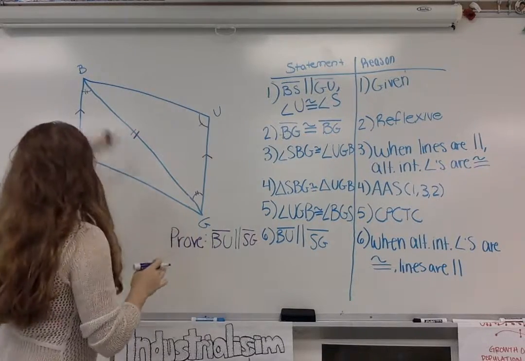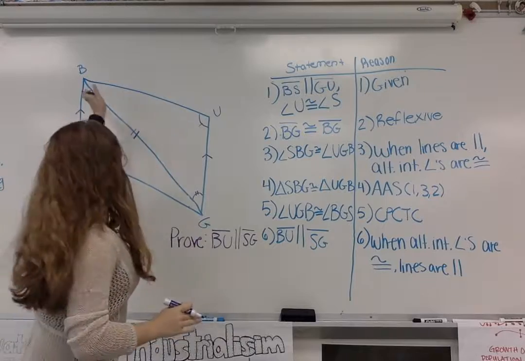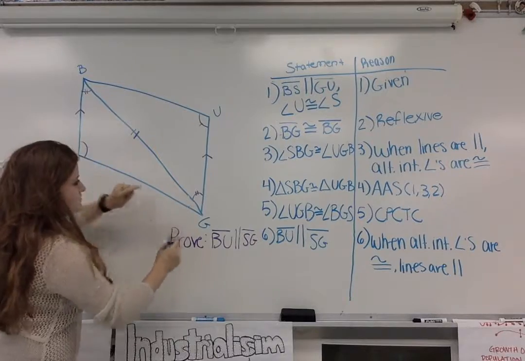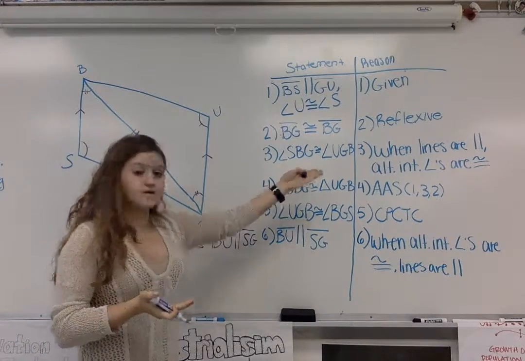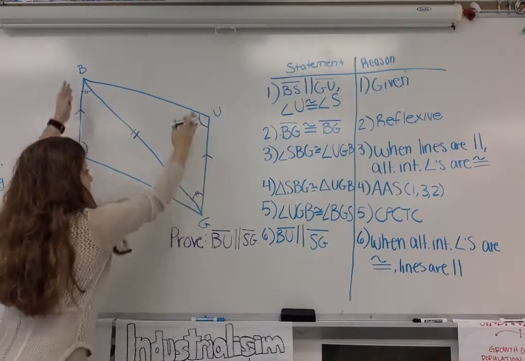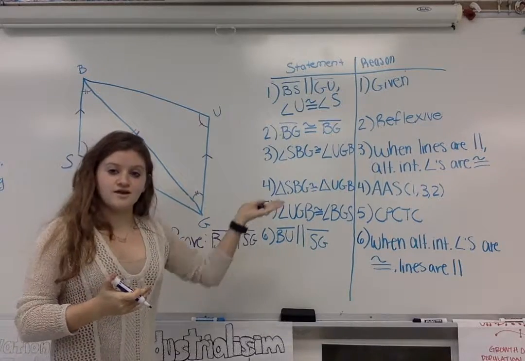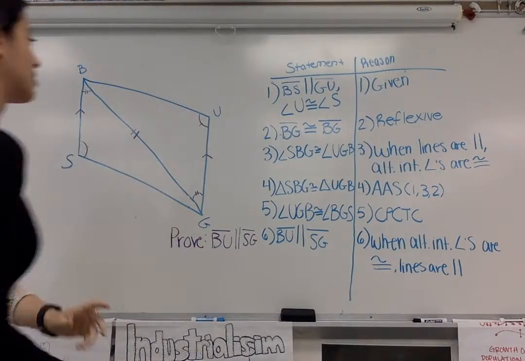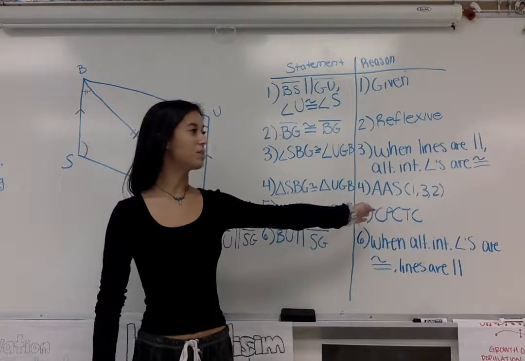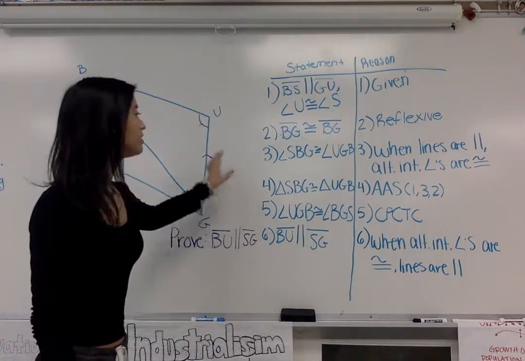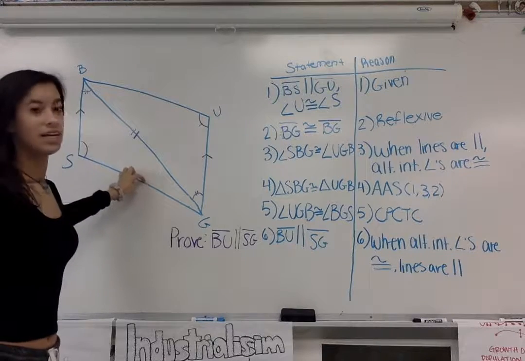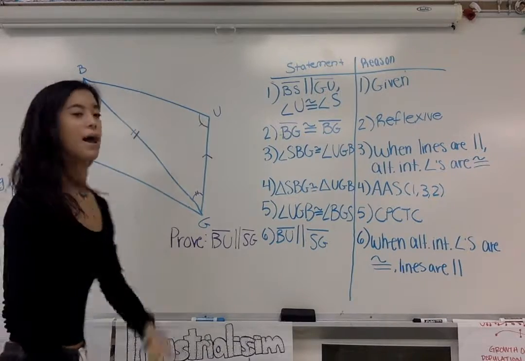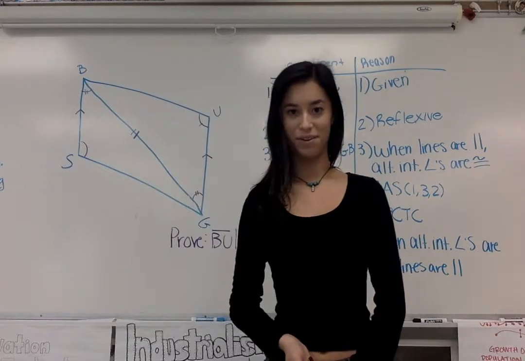This is because if you look at nothing else but this line, you can see that these two are alternate interior angles, and when lines are parallel, in this case these two, they create alternate interior angles. So yeah. From 1, 3, and 2, we can conclude that triangle SBG is congruent to triangle UGB by AAS. That's angle angle side for those of you who don't know.